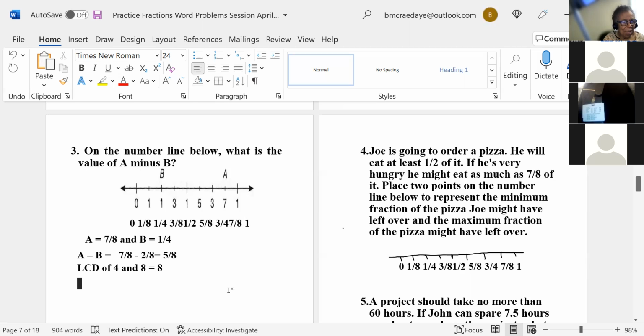All right, so 4 goes into 8 2 times, 8 goes into 8 1 time. Now I have another number line. Let me read this one to you. No, I'll let Mercedes read it. Mercedes, read number 4.